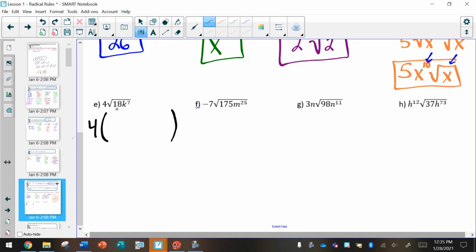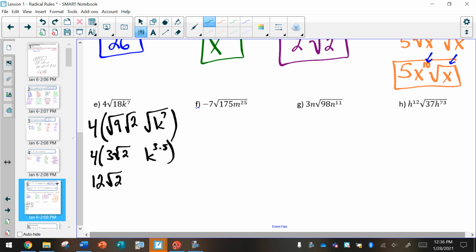Here we have to simplify the 18. And we can do the k to the 7th separately. 18 splits into 9 times 2, so it becomes 4 times 3 radical 2. And then if you take 7 and divide it by 2, you get k to the 3.5. Your exponent is now 3.5. 4 times 3 is 12.